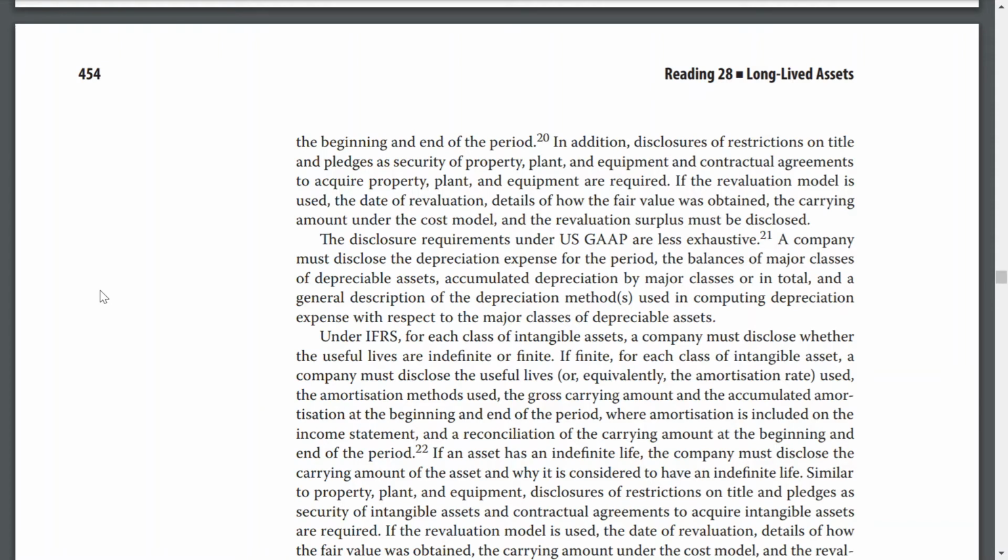If the revaluation model is used, the dates of revaluation, details of how the fair value was obtained, the carrying amount under the cost model, and the revaluation surplus must be disclosed. The disclosure requirements under US GAAP are less exhaustive.